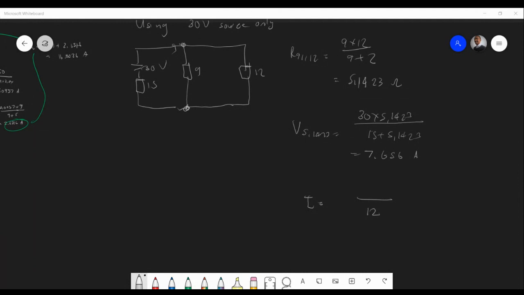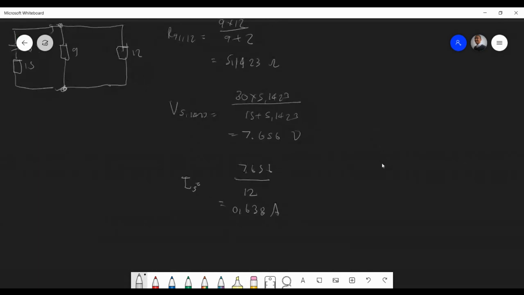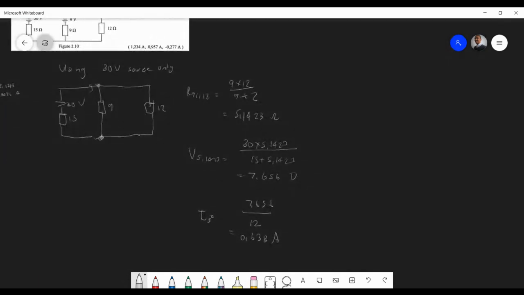Then my current there should be 7. Sorry, that's volts. I'm not in amps. 7.656 over 12. And then our current should be 0.638 amps. Okay, so that's just using the one source, right? Let's use the, what's the other source now? Use the 9-volt source, I think.